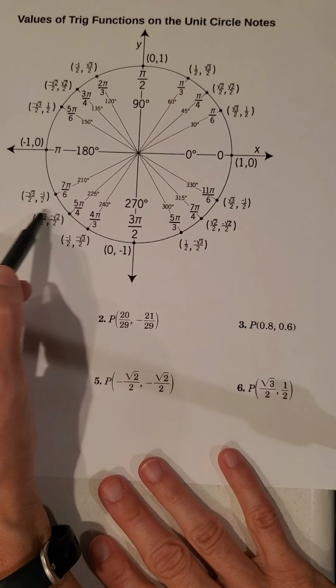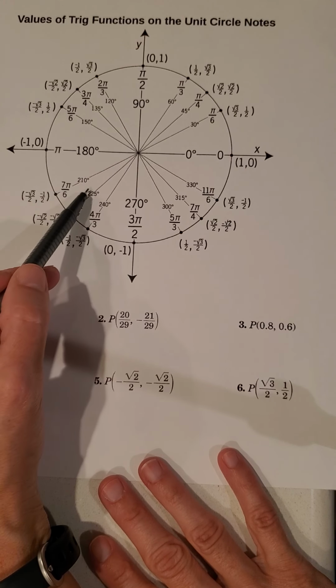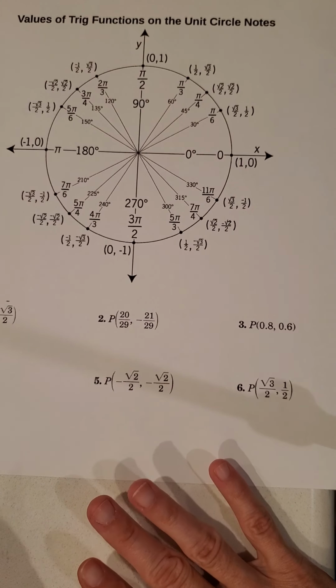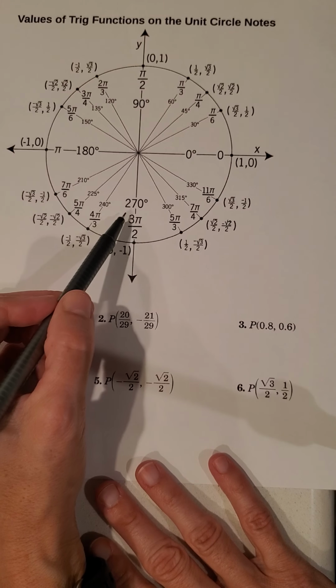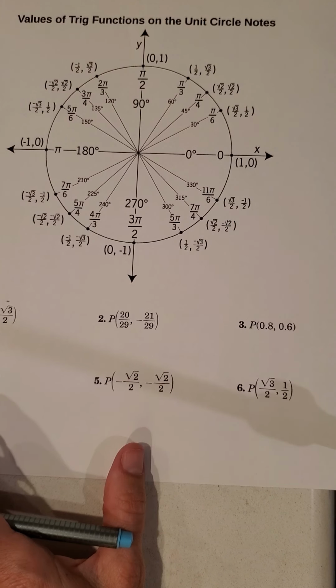For example, if the point is negative root 2 over 2, negative root 2 over 2, I know the angle was 225 or 5 pi over 4. Or if the point was 0, negative 1, I'd know that the angle is either 270 or 3 pi over 2. This assignment is a little bit different than that.